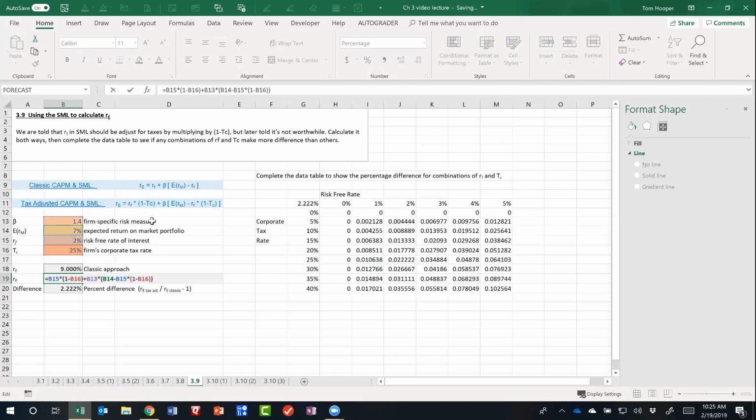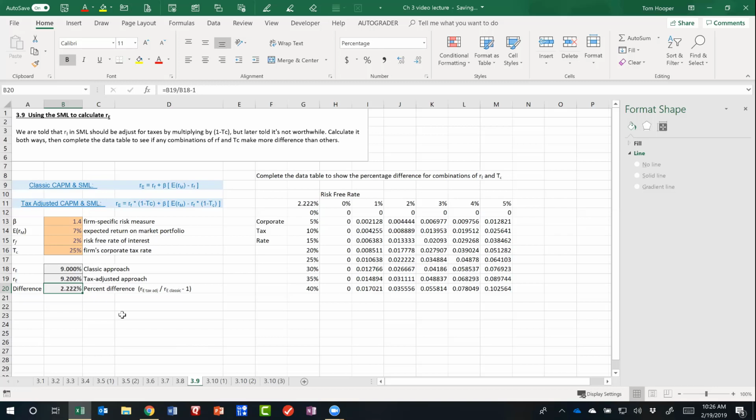It's a bit longer formula because every time we have the risk-free rate, we're multiplying by 1 minus the tax rate, both of those places. And then I said, let's just see how much difference it even makes, and let's calculate our difference this way. So I took the new way minus the classic way, new way divided by the classic way, minus 1, and got the percent difference. And it's a very small percent difference. It's about 2%, so 9 versus 9.2.